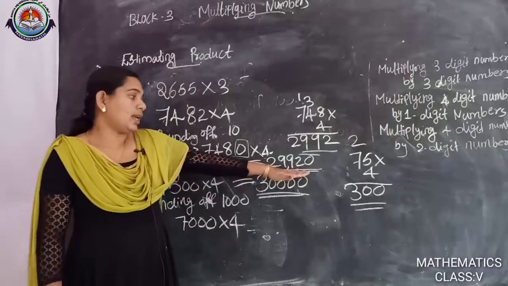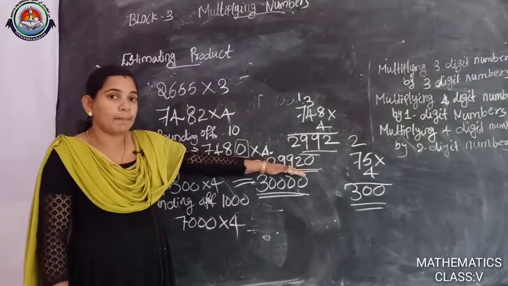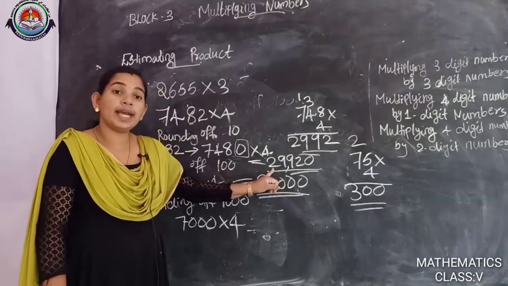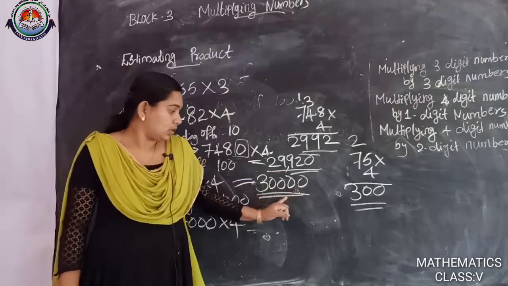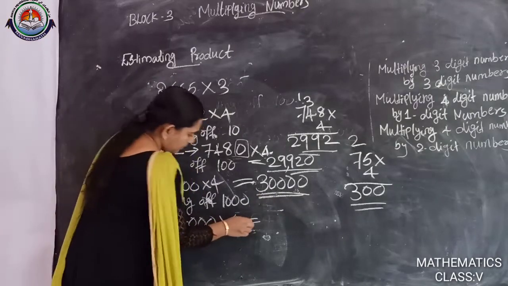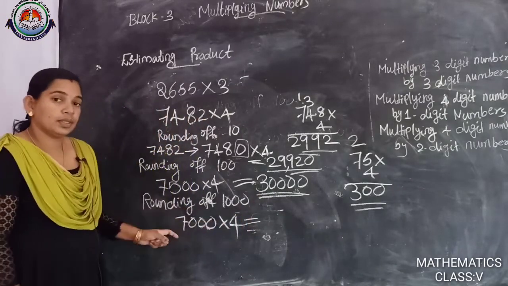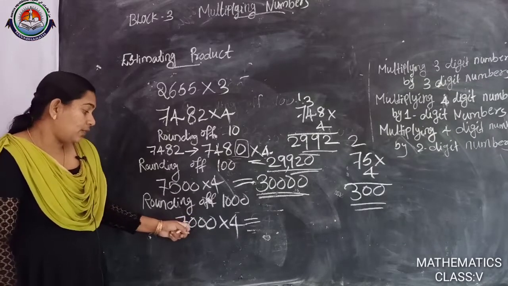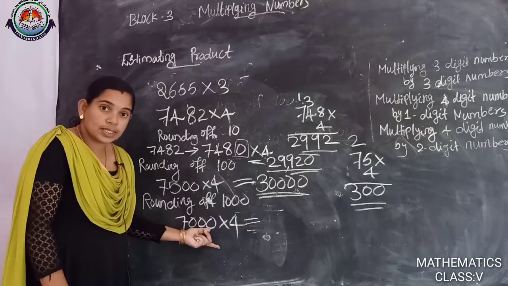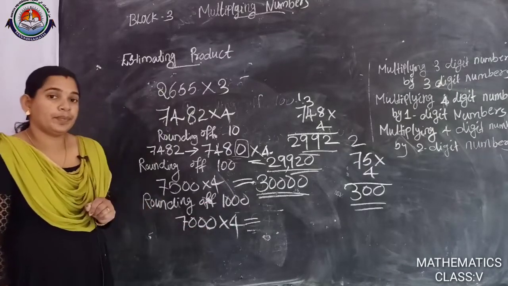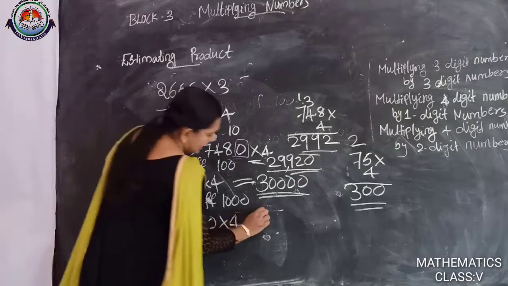Look here. We can round off this number as 1000. Here we also get 3000. Sorry, 30,000. Then here, what's the value? After the digits, 3 zeros are there. Without the 0s, only 7. 7 into 4, 28.